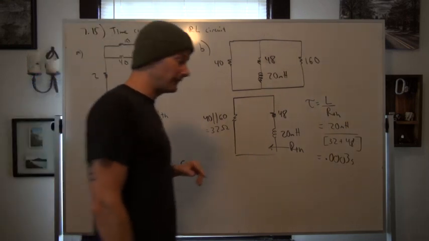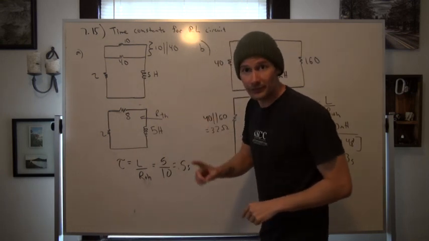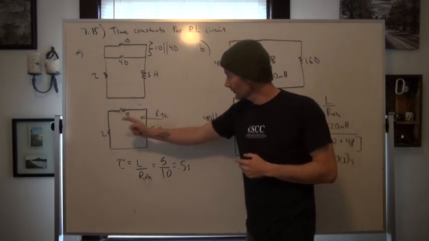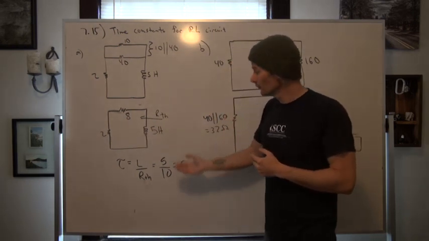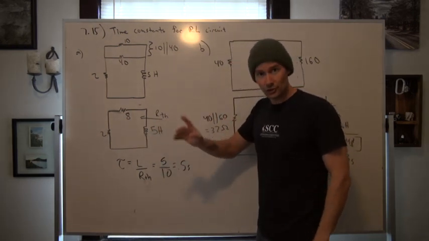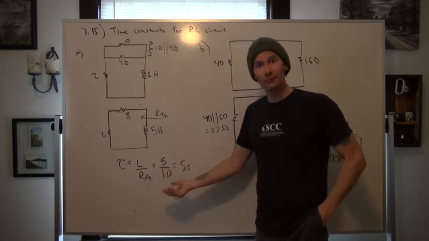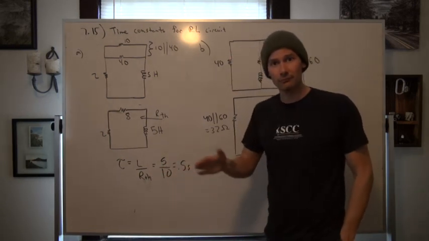So personifying ourselves as that 5 Henry inductor, we're just looking right into the circuit and taking 8 ohms and 2 ohms as the resistance that we see as the inductor. Sure enough, tau equals L over R Thevenin, that's 5 over 10 ohms. Bam, 0.5 seconds. Piece of cake.